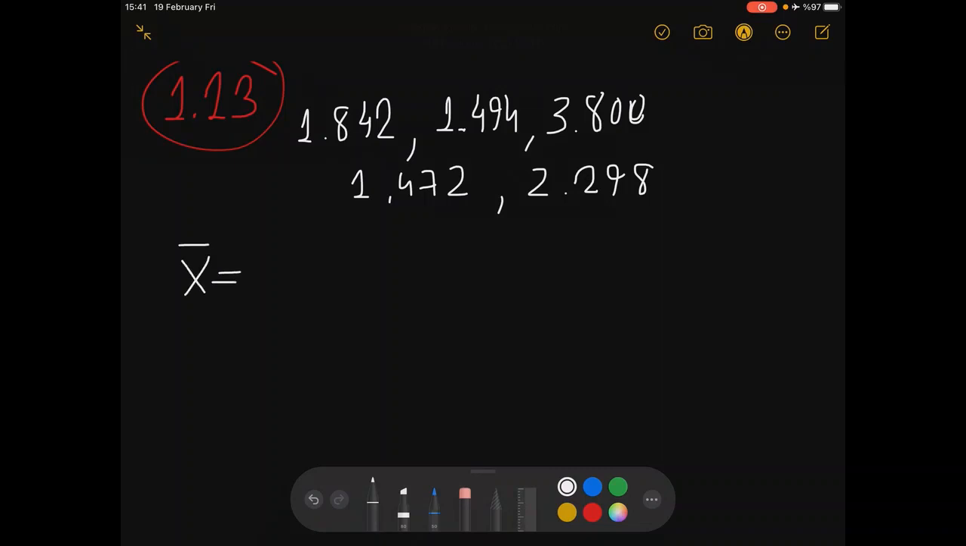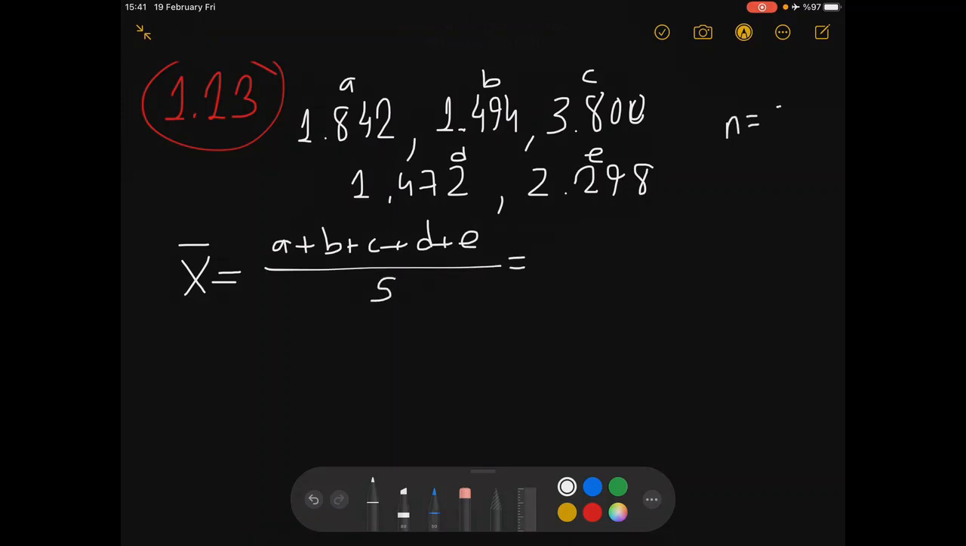And what is it? You add them up. Okay, say this is A, this is B, this is C, this is D, this is E. Your A plus B plus C plus D plus E over your sample size, N is 5 here, and the result would be 2.1812. So this would be your x bar, which is your arithmetic mean.